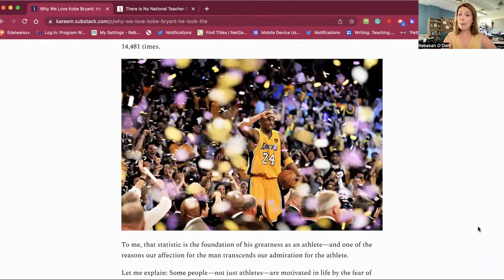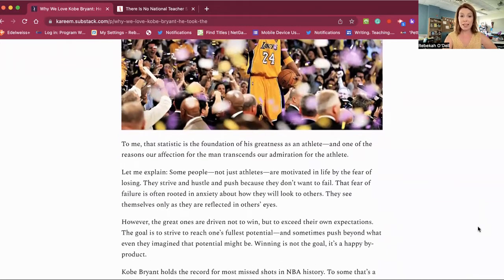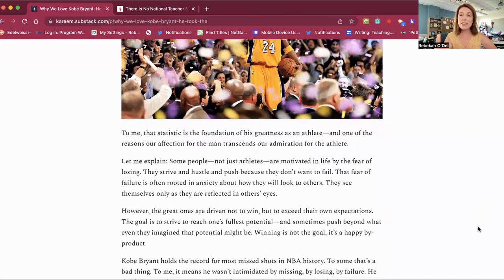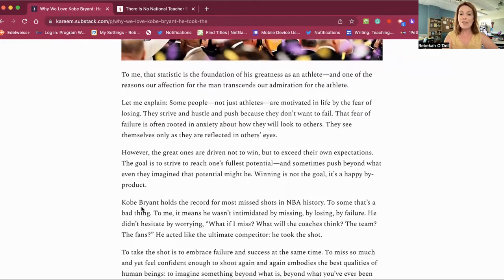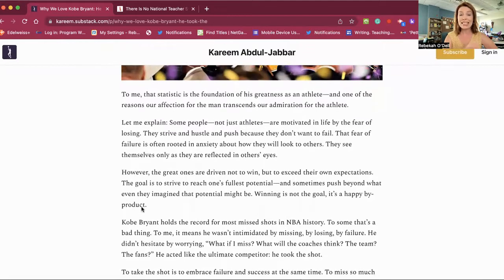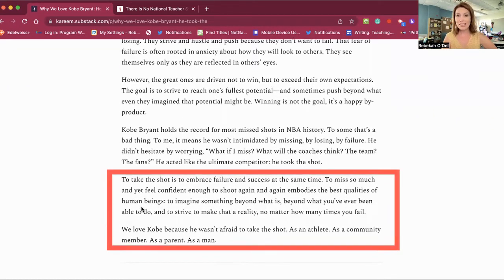Next, we have the body, where he is talking about why this makes him exceptional. And you can even see some transitional words in here. Let me explain. That tells us he's getting ready to go deeper into an idea he's already presented. However, shows us that he's going to give us some contrast. This is where he's giving us all of his ideas about why Kobe taking the shot and missing so many times makes him exceptional. And then at the end, we get a little bit of a conclusion.